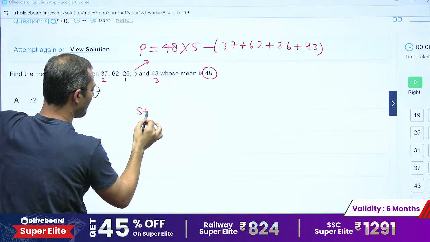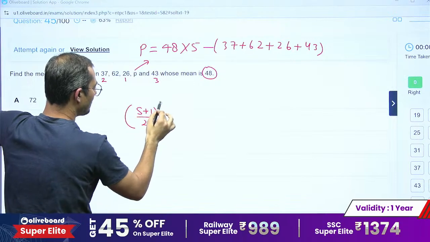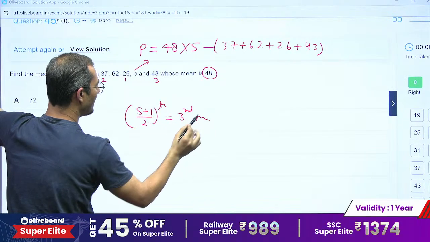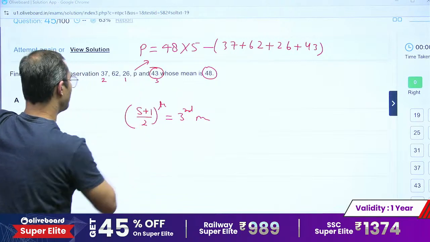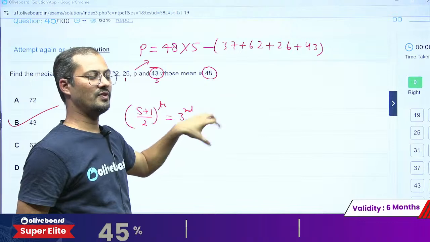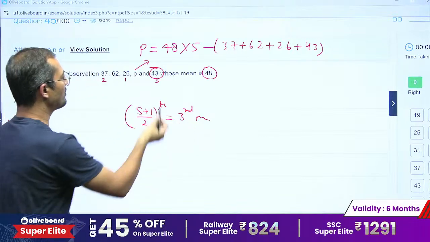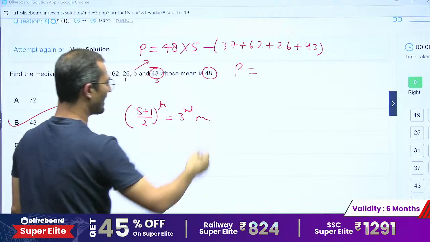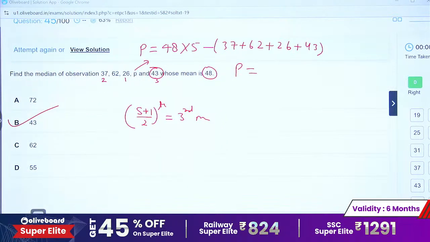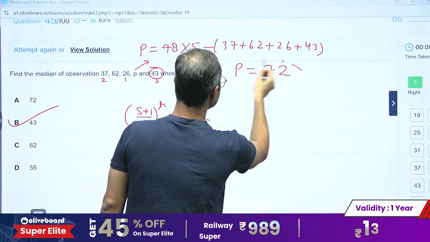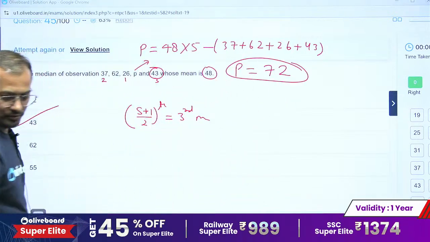So we can say that 5 plus 1 divided by 2, so the third term is the median. So which one is the third term? 43. So 43 is the right answer. So by observation, by common sense, we can also solve this. If you want to calculate the value for P, you can calculate. So you will definitely get the value for P more than 48, right? More than 48. So you will get here 72, right? So moving to next question.